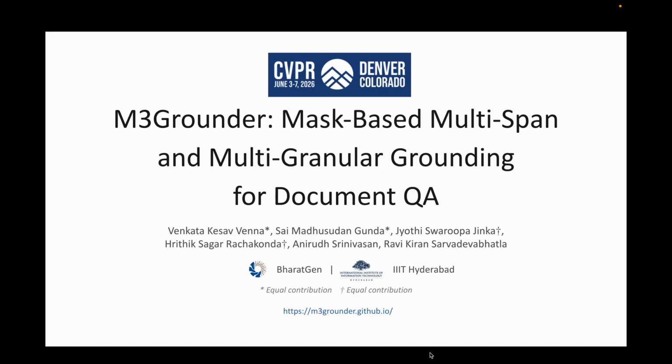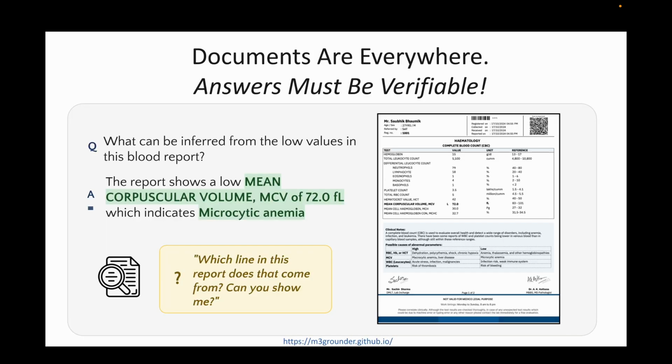Today I am going to be presenting M3Grounder, a mask-based multi-span and multi-granular grounding approach for document QA. Documents are everywhere, answers must be verifiable. In our day-to-day, we encounter documents in various fields in life, be it legal, medical, etc. And especially in high-stakes domains, we would really like to know where the answer is coming from instead of just the VLM answering the question.